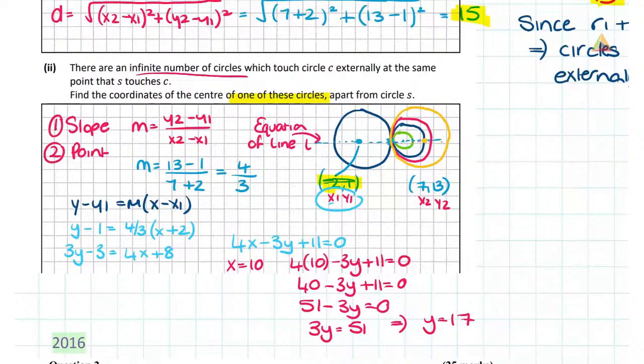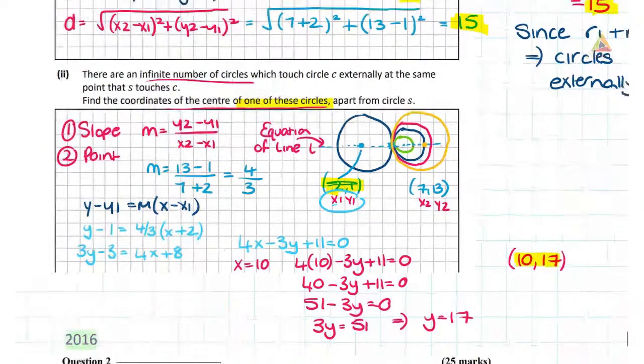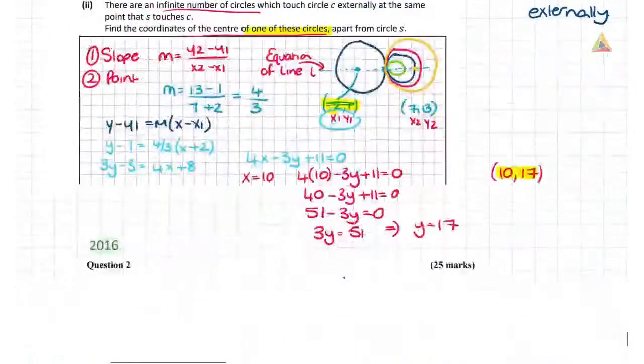So the coordinates of the center of one of those circles, well, we've just picked x was 10 and y was 17. And like I said, you might have picked 11 there and you get a corresponding value of y. I'm just picking one of the circles and therefore one of the centers. Okay, so let's have a look at another one.